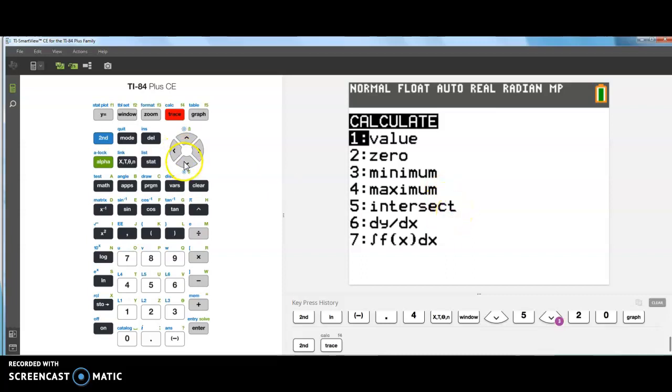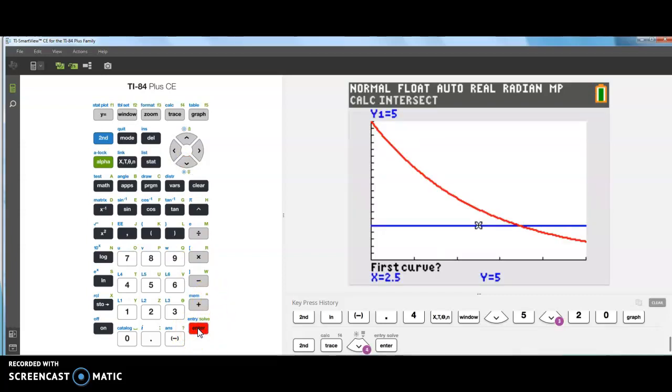So I'm going to move down here to option number 5. I'm using my arrow key to get down there. Hit enter. And it asks me some questions which I do have to answer. So the first question, is this my first curve? And yes, the cursor is blinking on the first line that I entered. So enter. I see my cursor is moved. It's asking me, is this the second curve? Again, I hit enter. Those are the two that I want to use.